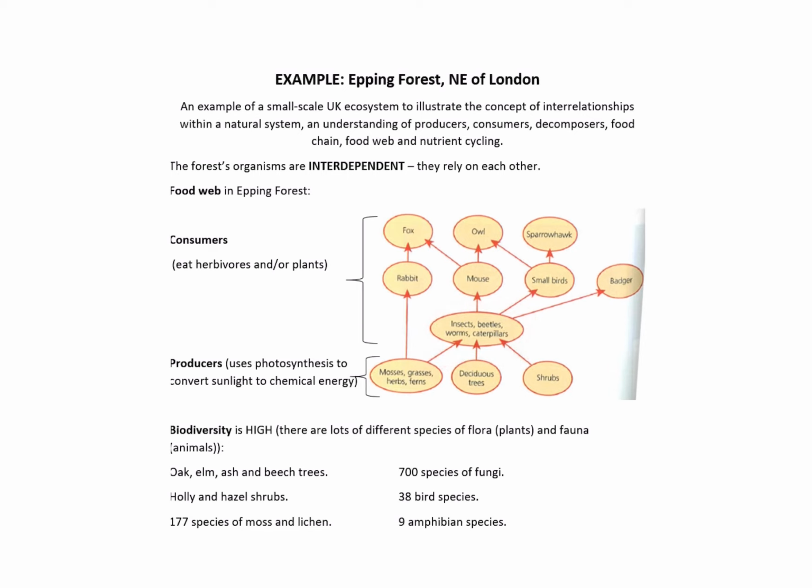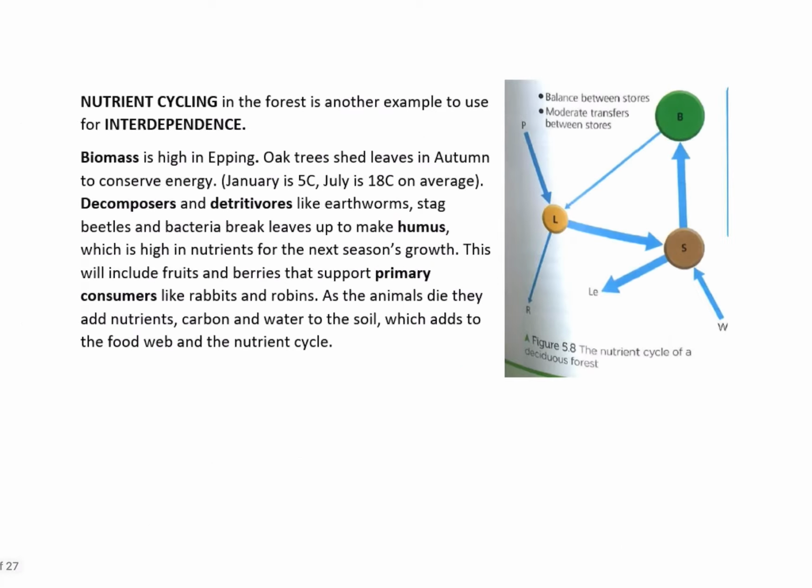You've got really high biodiversity here. So for example, you've got a variety of trees, you've got 177 species of moss, 700 species of fungi. So if you're asked how a small-scale ecosystem in the UK shows biodiversity, here are basically your big key points that you would want to use.